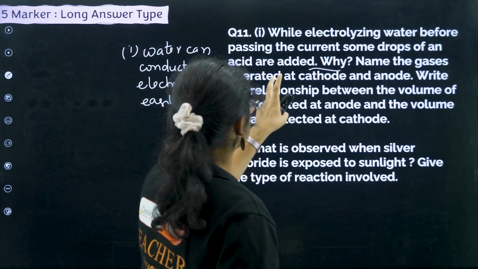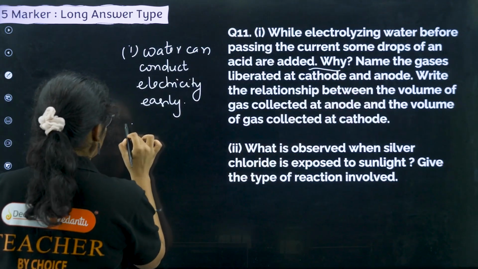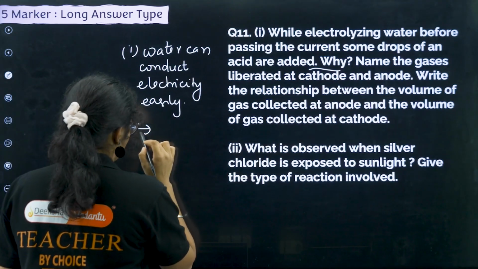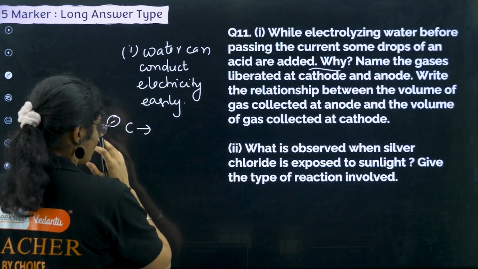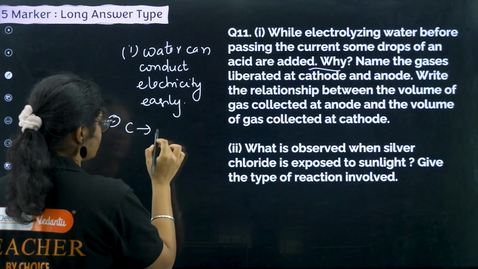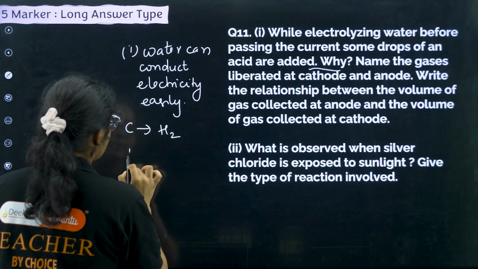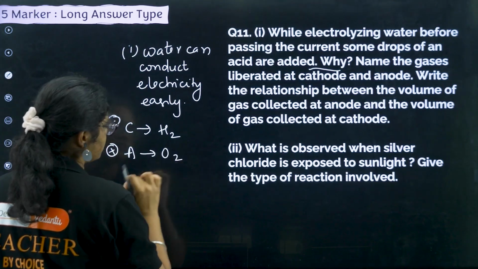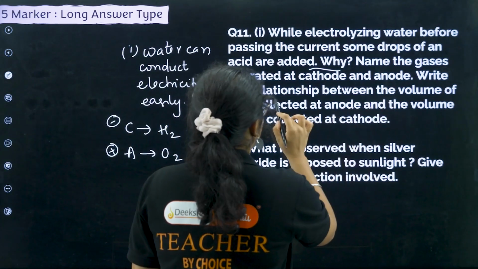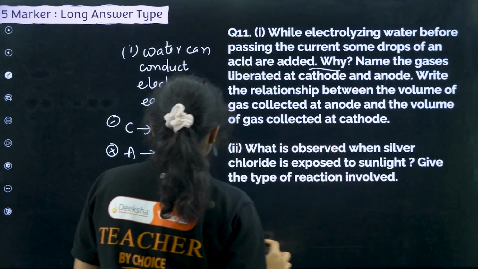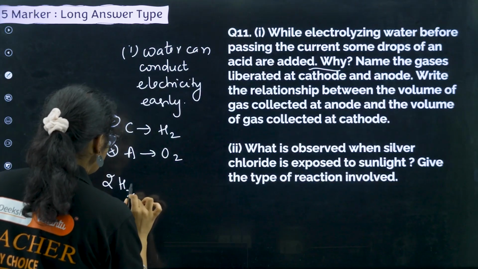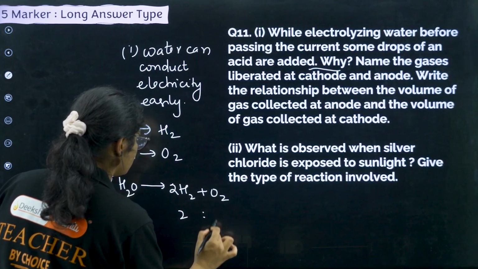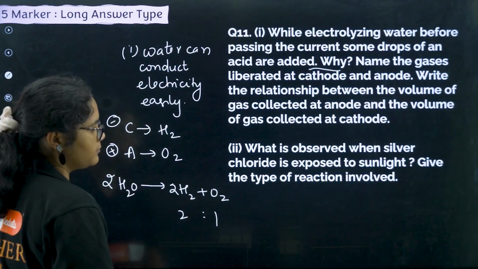Next, name the gases produced at cathode and anode. So the cathode is negatively charged, right? So H plus will come here, so hydrogen gas will be produced, and the anode is positively charged, so OH minus will go this side and O2 will be produced here. Okay, write the relationship between the volumes of the gases collected. So if you see, we have 2H2O breaks to give you 2H2 plus O2, so it is a 2:1 ratio, so 2 times of this one will be produced.